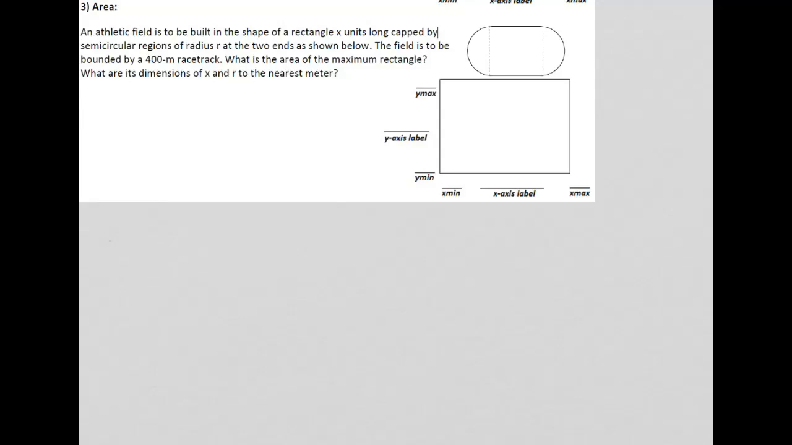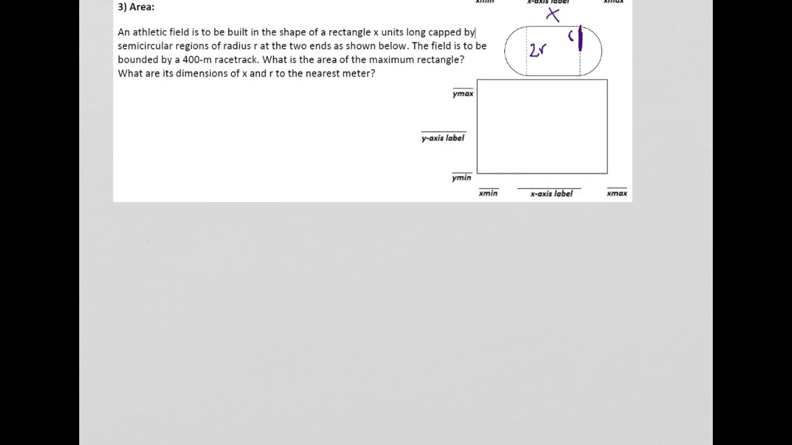Alright, another area problem. So we've got an athletic field. It's going to be built in the shape of a rectangle, x units long, capped by semicircular regions of radius r. So that diameter there is 2r, but if you're only thinking about half of it, it's just r. What is the area of the maximum rectangle?